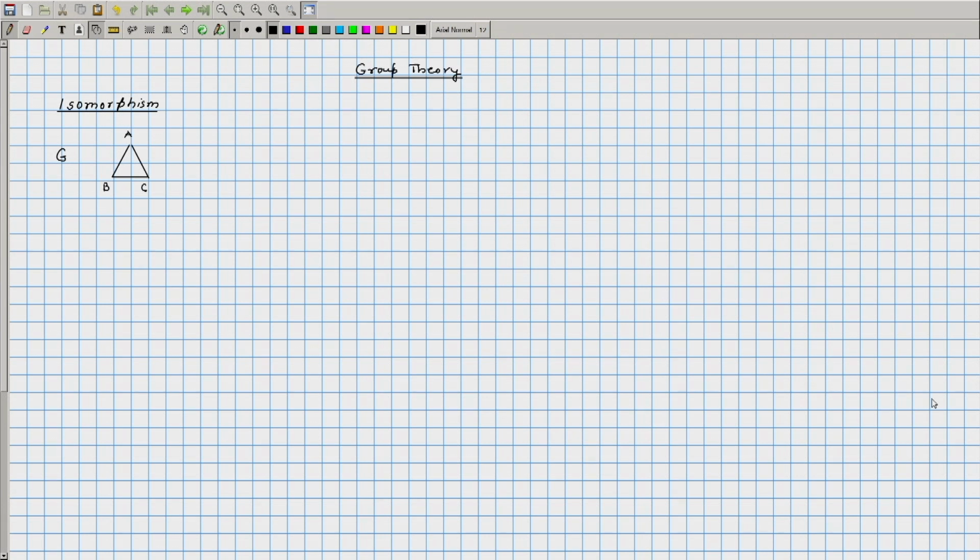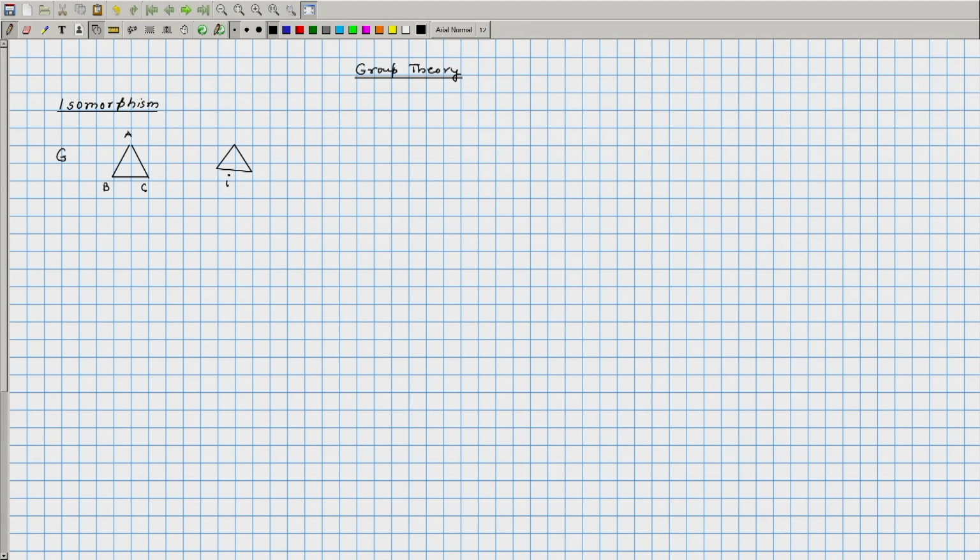The symmetries of this would be, there will be 6 symmetries, 3 corresponding to rotation and 3 corresponding to reflection about a vertex. Okay, so let us name these elements.